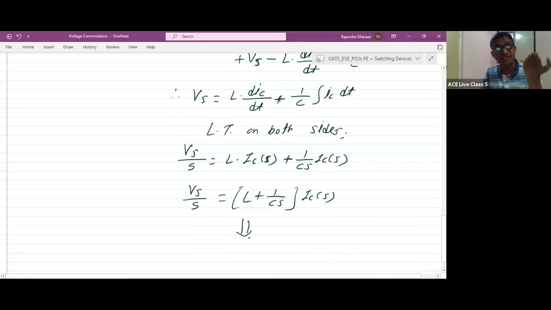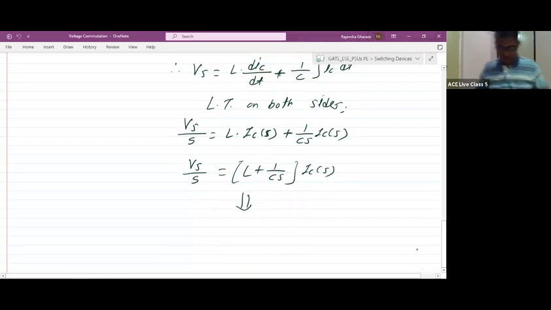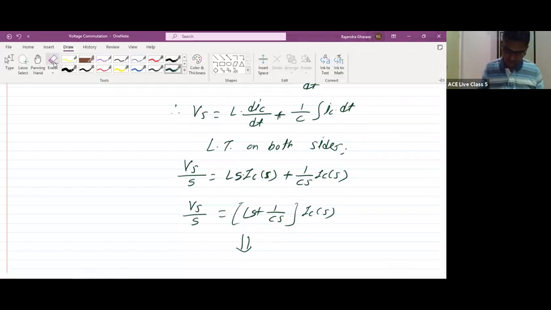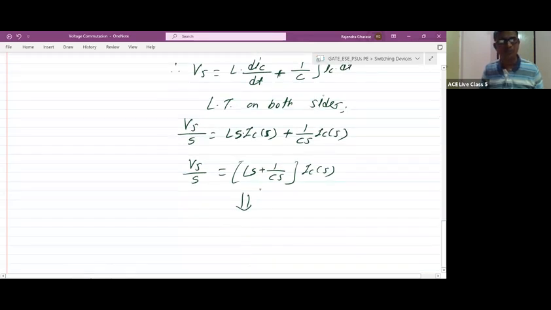So what is the final expression? After this, we'll be taking the cross multiplication, right? It is LCS plus 1 divided by CS. Yes, the CS will get cancelled. Next, make the coefficient of S equal to 1. LS should be there, right? Is this clear? Yes, LS should be there because the Laplace of differentiation gives S. So that will be LC into S square plus 1 divided by CS. Take LC common, and make the coefficient of S square equal to 1.